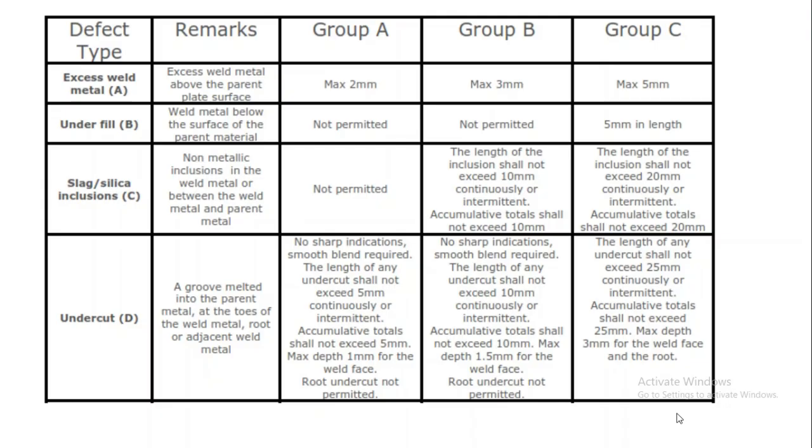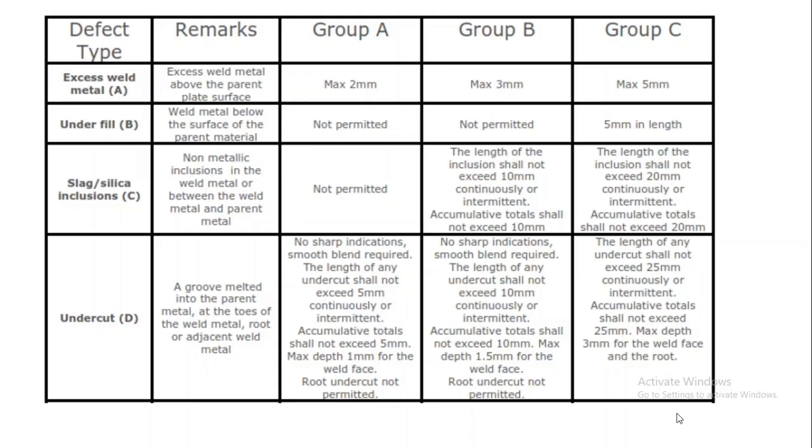Underfill. In underfill, if you notice any weld metal below the surface of the parent metal, either in the middle of the weld metal or near the parent metal, where the weld metal is below the parent metal, you have to consider it an underfill. In group A, it's not permitted. If you notice any underfill, it's rejected in group A. In group C, a maximum of 5 mm length is accepted. If it goes beyond 5 mm, it's rejected.